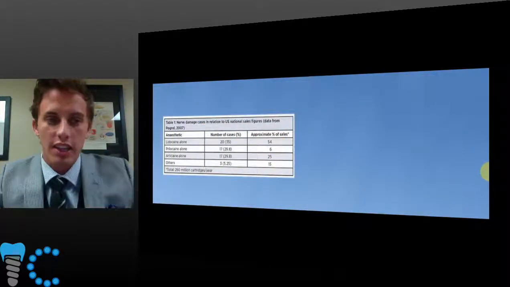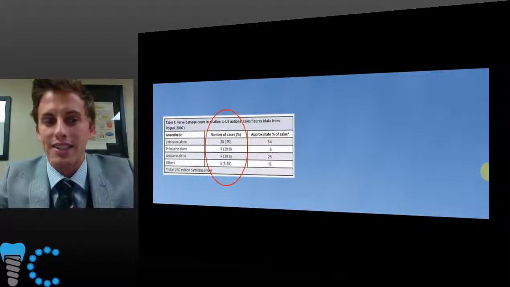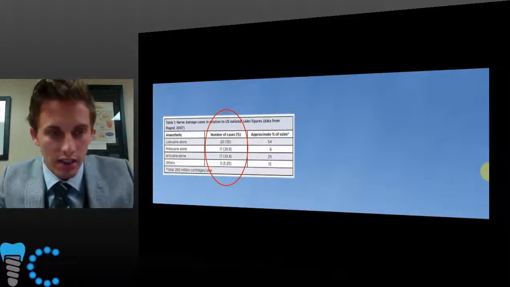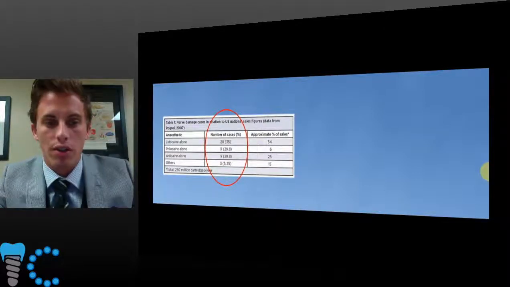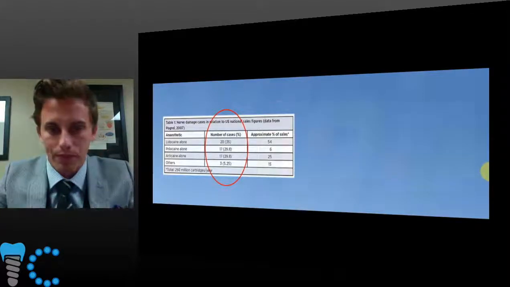This is a study that Pogrel did in 2007. It looked at a couple cases of anesthetic. So what we see here is lidocaine caused about 35% of damage or nerve damage in this particular study. Articaine was only 30, so they're kind of comparable.